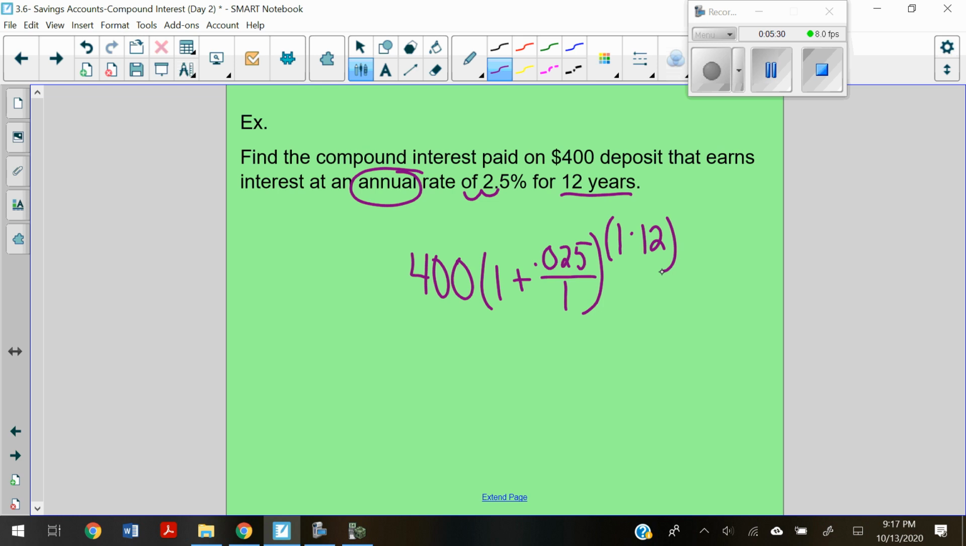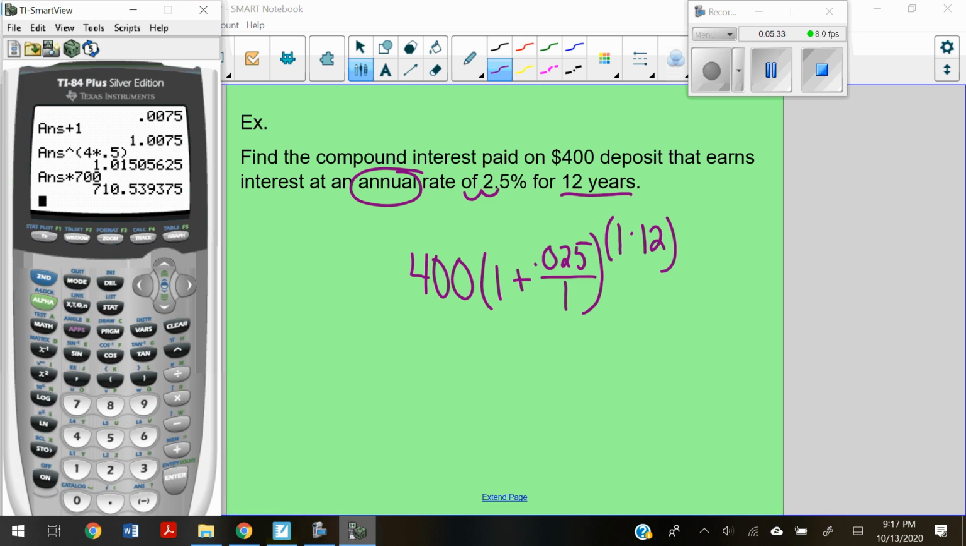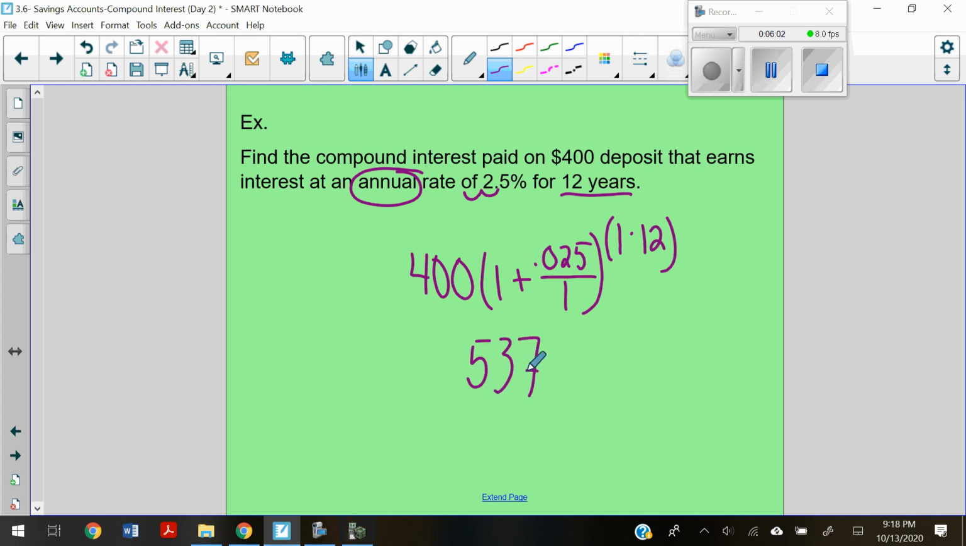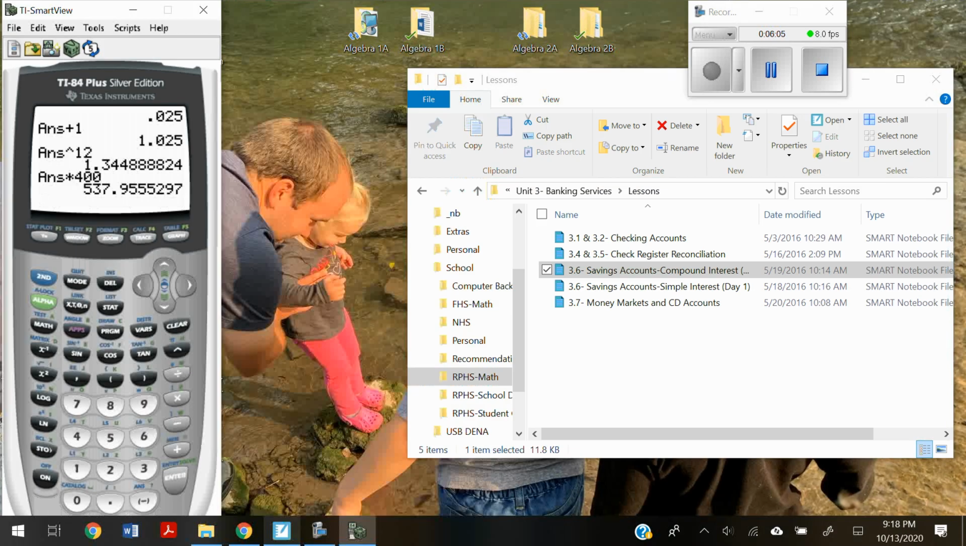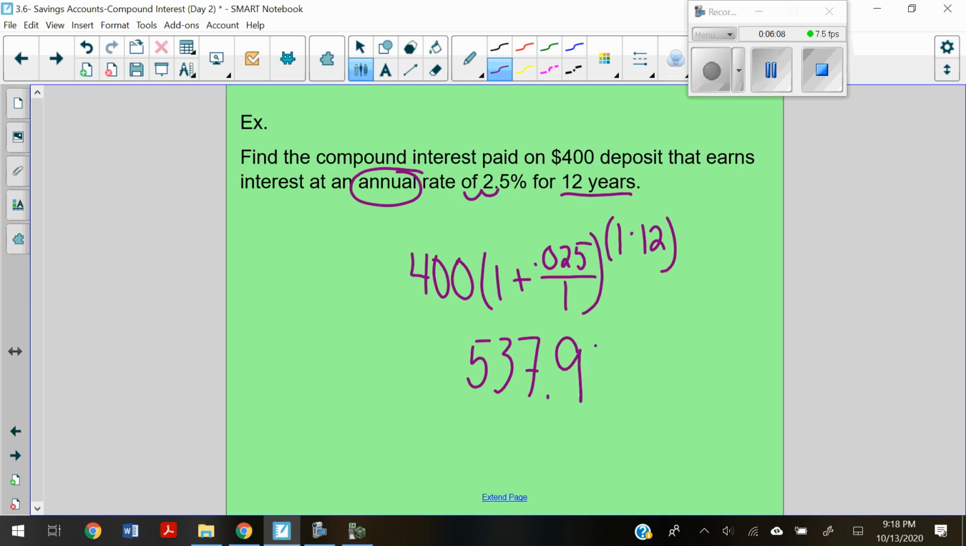All right, so grab your calculators. I'm going to do this again. I'm going to start on the innermost part for my fraction. Divide by 1. You should know what that is. Add the 1. Now we're going to do the exponent. My exponent is 1 times 12, so I can just confidently put in 12. And the last thing is times it by my principal. $537 and 96 cents.